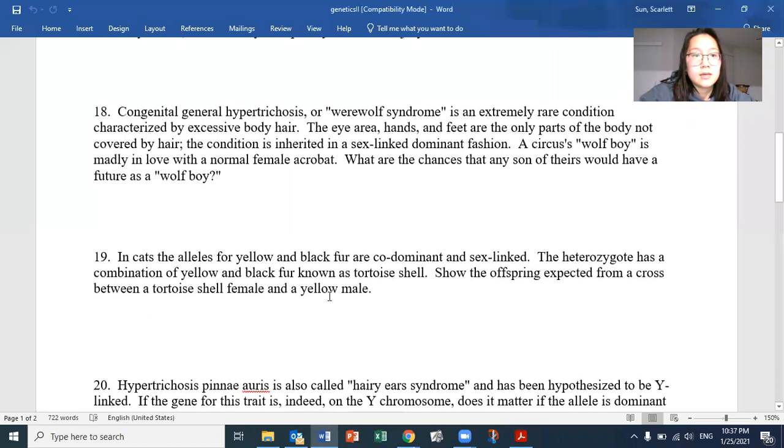Number 18, congenital generalized hypertrichosis, or werewolf syndrome, is an extremely rare condition characterized by excessive body hair. The area around the eyes, hands, and feet are the only parts of the body not covered by hair. The condition is inherited in a sex-linked dominant fashion. This is kind of weird to wrap your head around, but we'll work around it and talk about it. A circus's wolf boy is madly in love with a normal female acrobat. What are the chances that any son of theirs would have a future as a wolf boy?